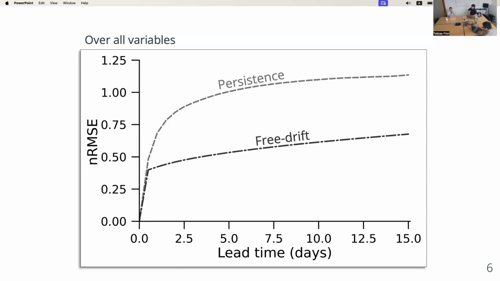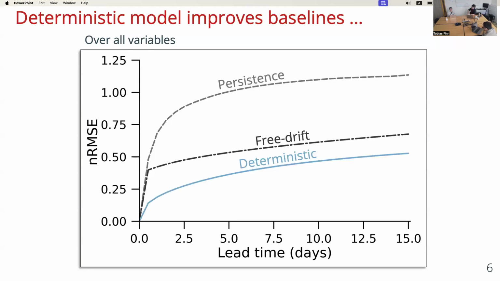And so we can see that the free drift model performs much better than the persistence forecast, which is already in some sense nice. And if we now use our deterministic surrogate model, we do even better. Our deterministic surrogate model performs better than the persistence forecast and than the free drift model. And this holds actually for all variables, even for the CS velocities, up to the tested 15 days. So this means that this neural network works.